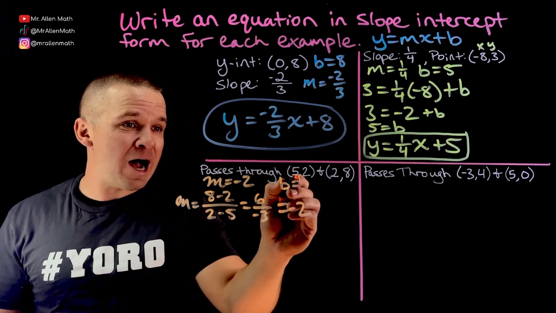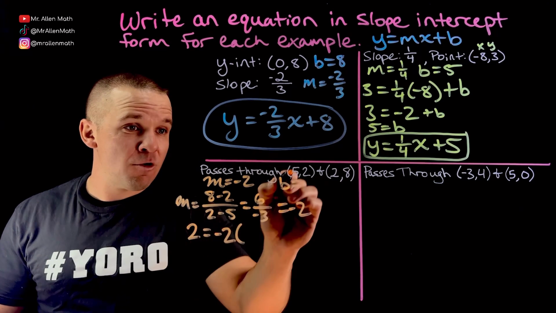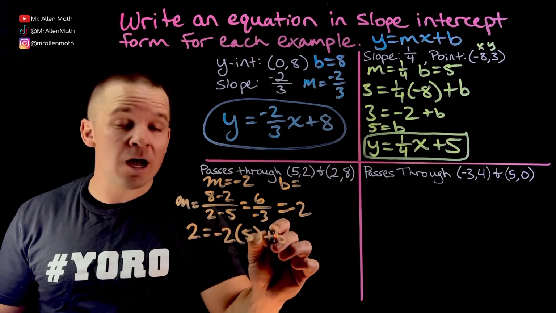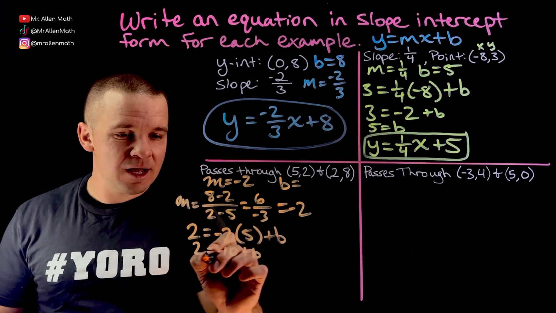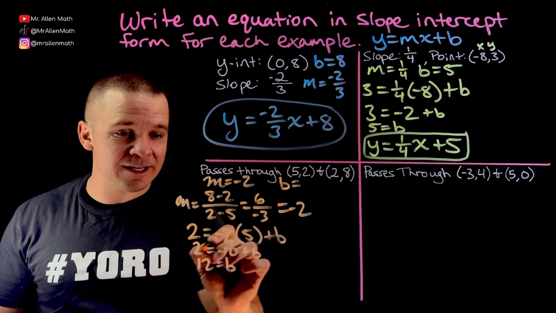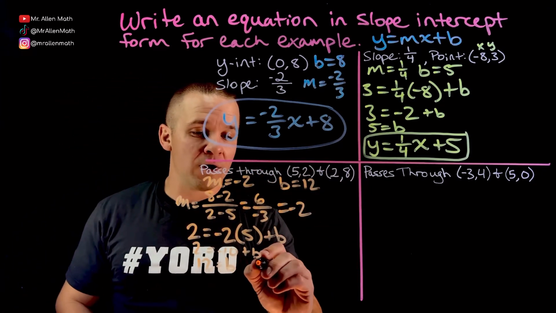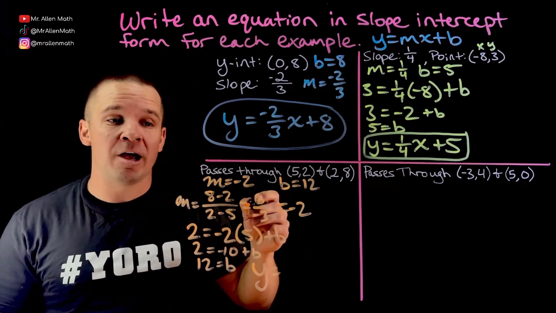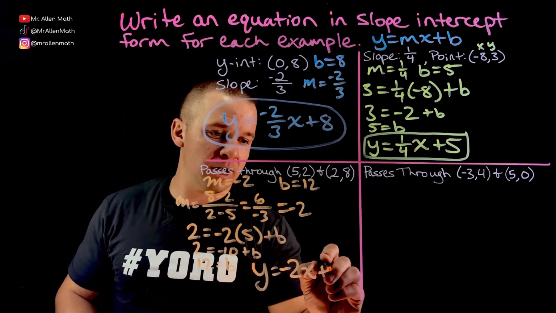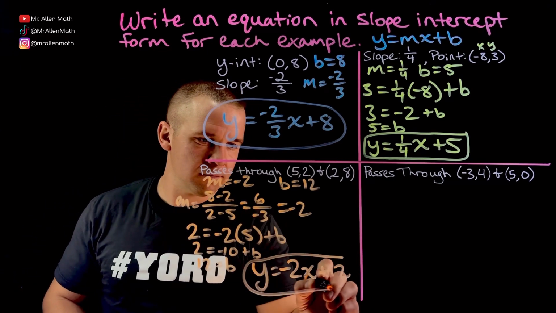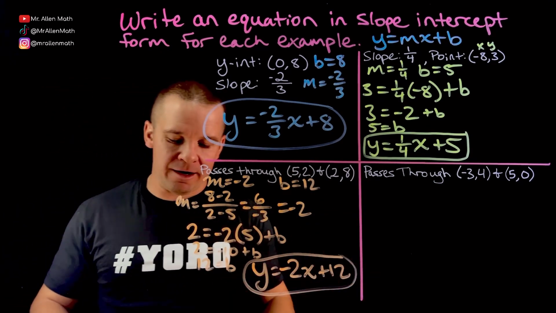So we're going to take y being 2, m being negative 2.5, x is my x, plus b. And now I'll solve for b. So we've got 2 equals negative 10 plus b. So we get 12 equals b when I add 10 to both sides. And now I can write my final answer here because I have m, I have b. We're going to have y equals, because the y is going to stay y in my final answer, negative 2x, x is going to be x in my final answer, plus 12. Boom. There we go.